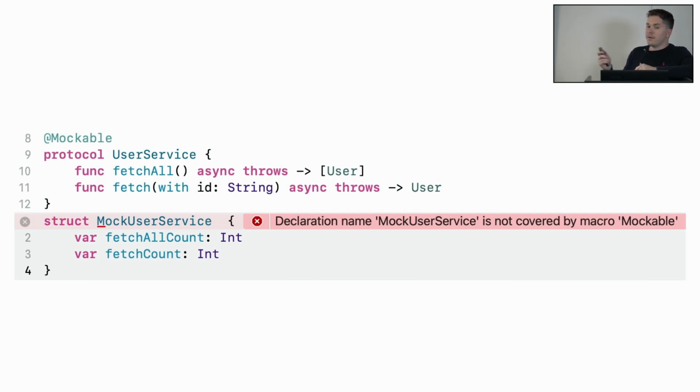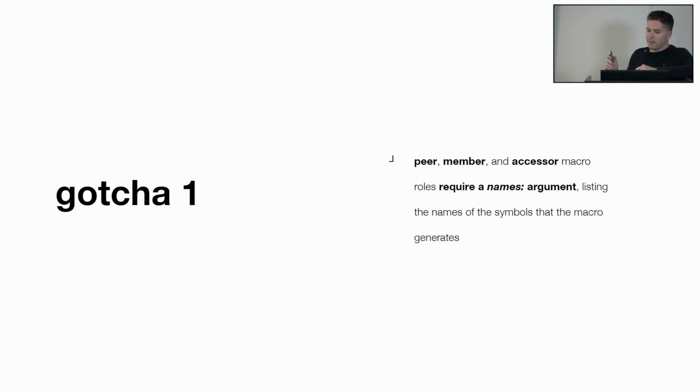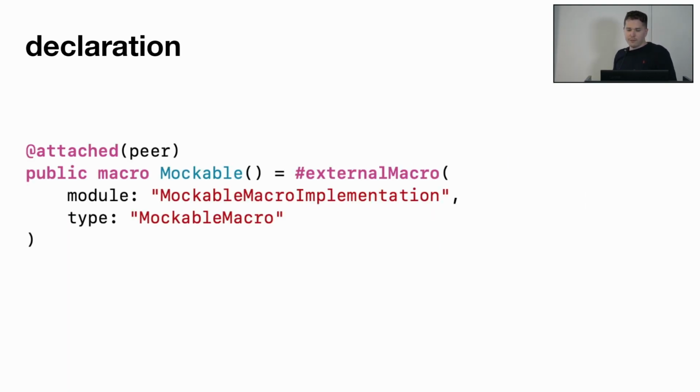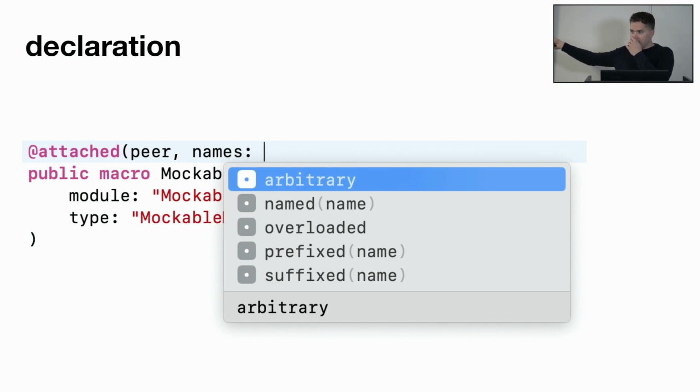then, in the Swift evolution proposals, I found the answer. And this was lesson number 1. Peer, member, and accessor macros. These are the macros that create declarations. They all require a names argument that will list all the names they will generate. And after an hour of search of where I should put this names argument, I finally found it. You need to add it to the role attribute. And these are called name specifiers.